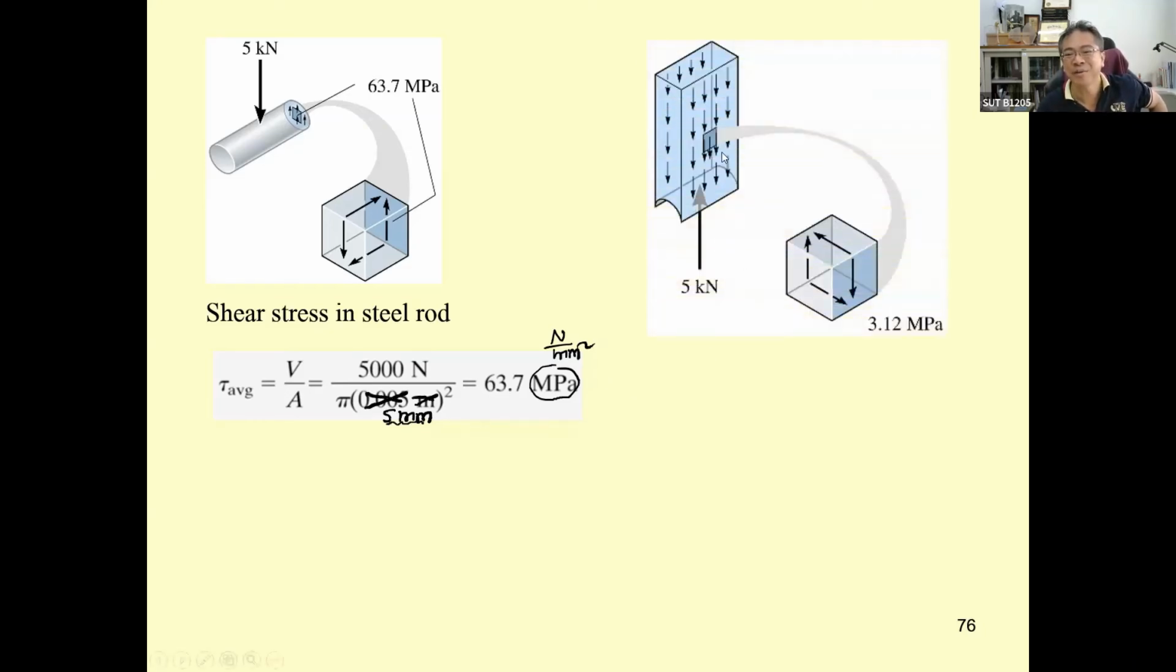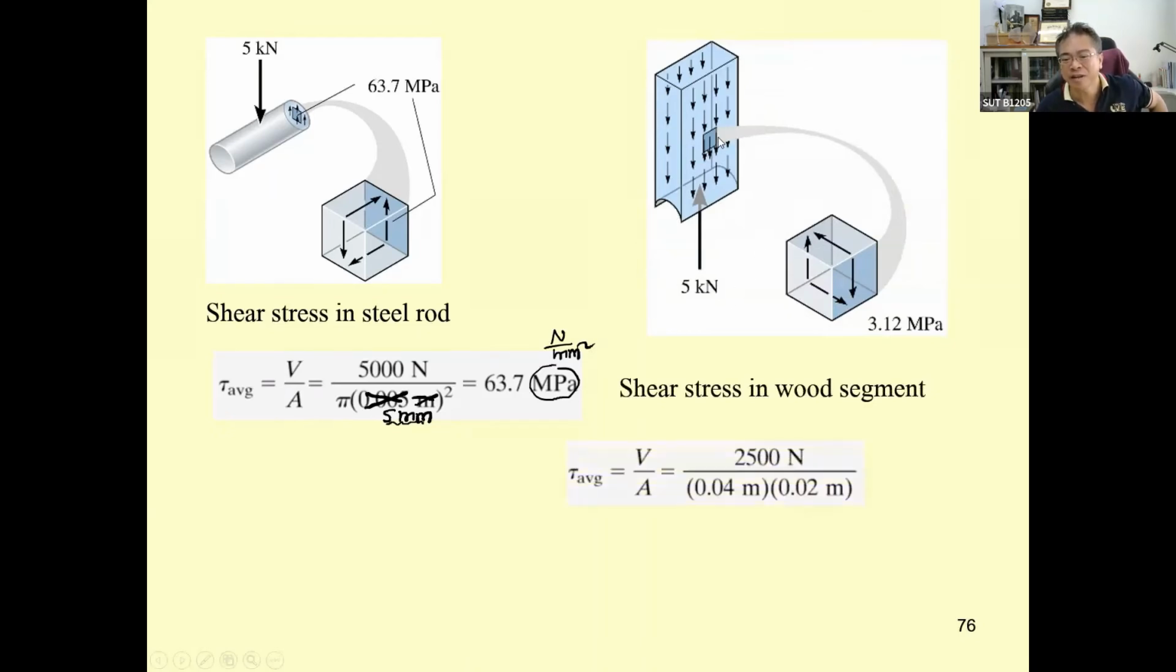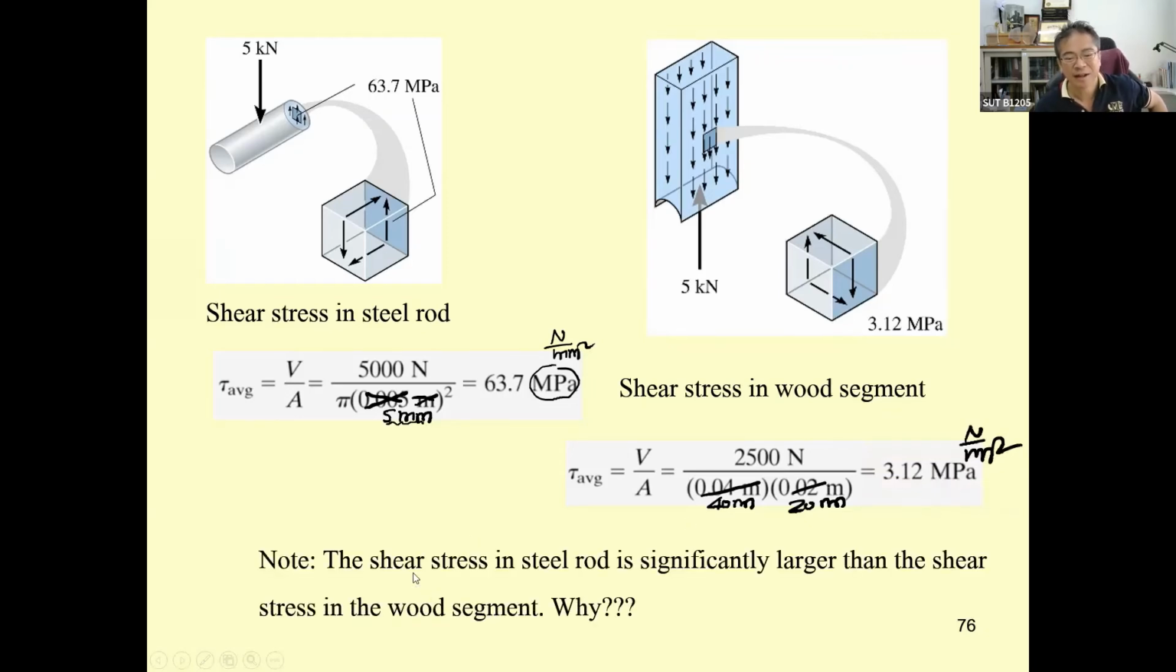For this one, the area here is going to be 20 times 40 millimeter, and the shear force here is half of 5 kilonewton. So it's going to be 2,500 Newton divided by, if I were you, just put this one 40 millimeter, this one 20 millimeter. Things going to be easier because this is going to be in Newton per square millimeter, and use this directly. Now, the shear stress in the steel rod is significantly larger than the stress in the wood.